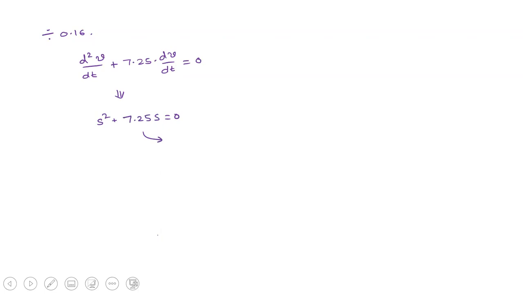If you divide this one with 0.16, what you will get? D square V by dt square plus 7.25 dv by dt, which is equal to 0. So that is the differential equation, right? So what is its characteristic equation? S square plus 7.25s equal to 0. So what are the roots for this? 0 and minus 7.25.